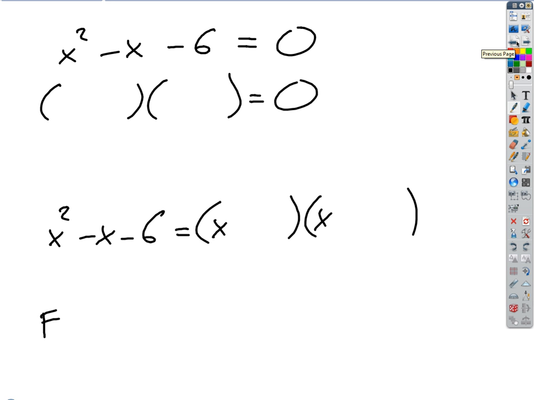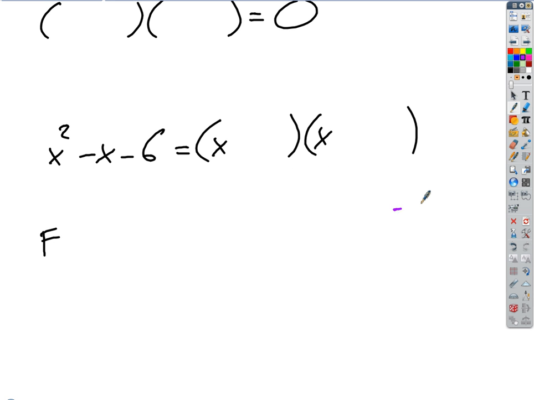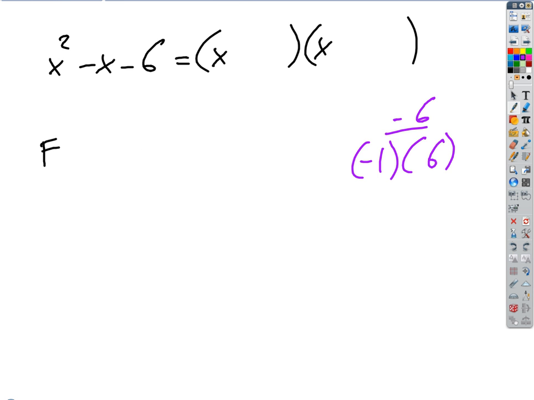Because if the last two numbers have to multiply to negative 6, there's only so many ways we can do that, right? Okay, let's think of those. You tell me, what are all the ways that we can split apart negative 6? We can put negative 1 in the first parenthesis, and then a plus 6 in the second. Okay, so one way to do it would be negative 1 times positive 6. What's another way?